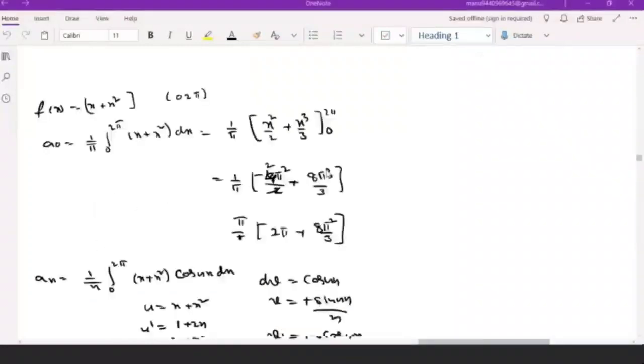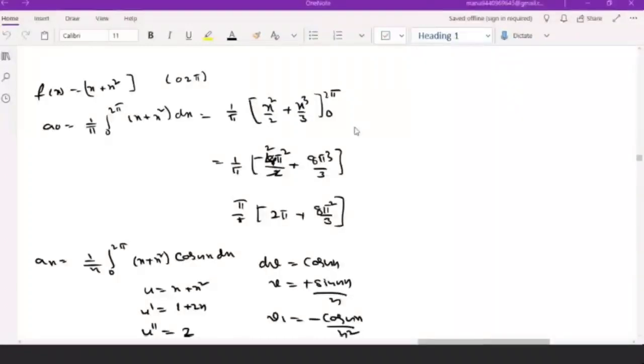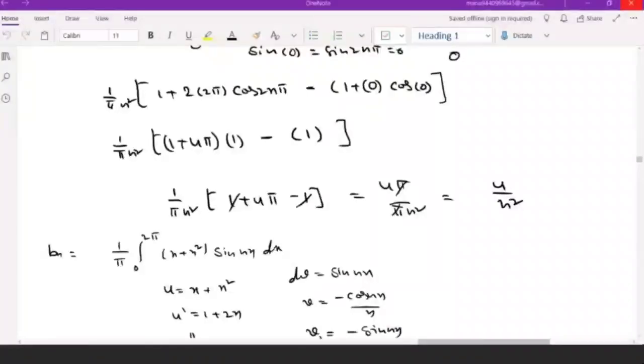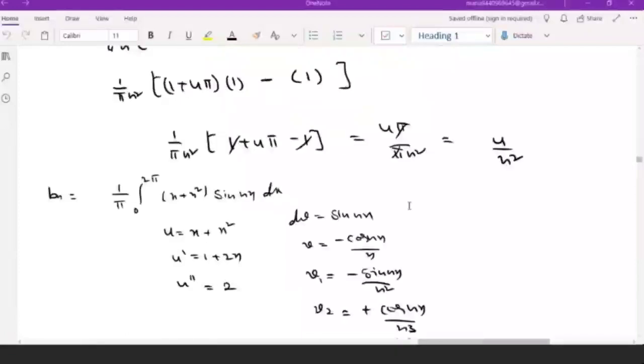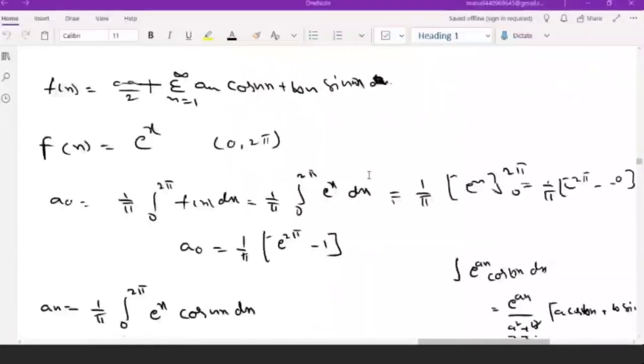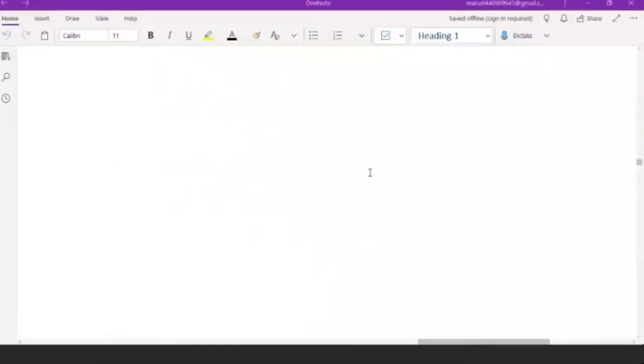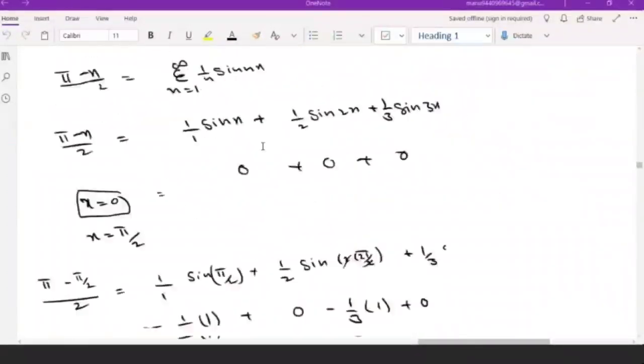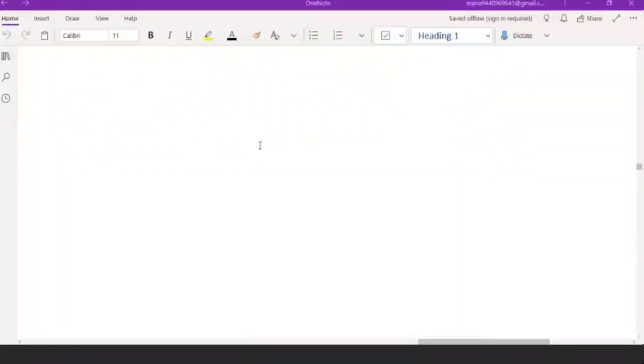In this class we have to learn about Fourier series in the interval minus pi, pi. When we are doing this method, we have to know about one property. See here, I'm writing the property.